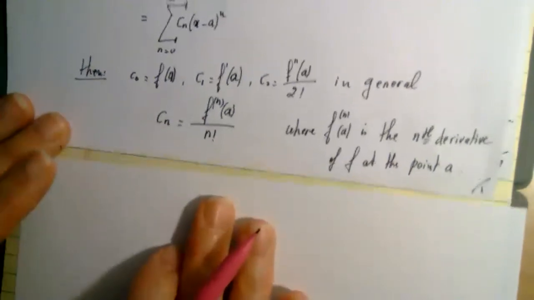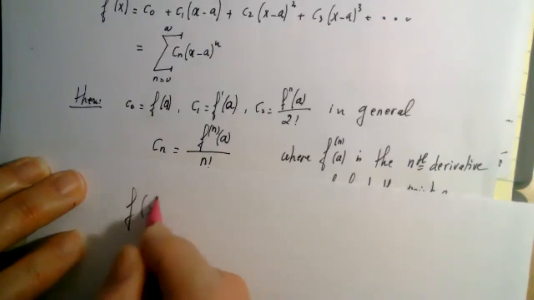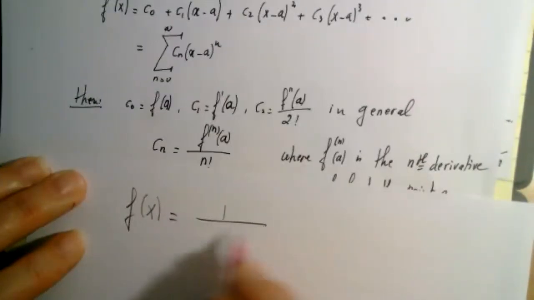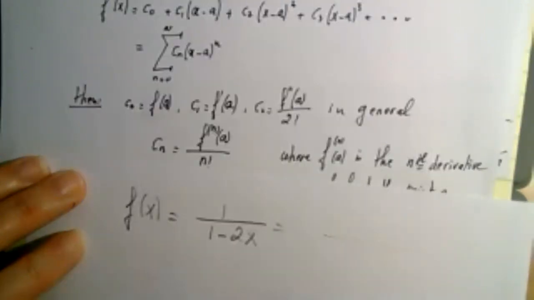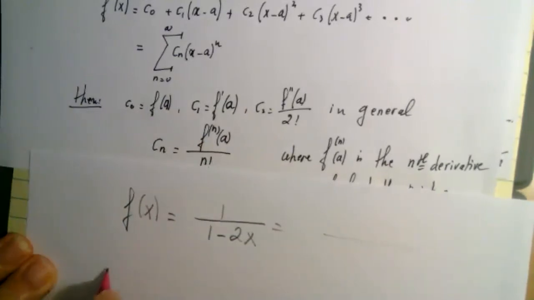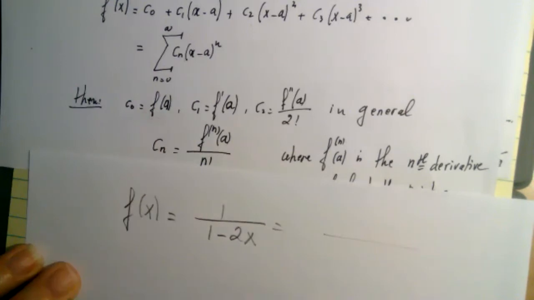What does this formula tell me? So let me apply it for you. I'm going to take my function f to be 1 over 1 minus 2x. I was able to write it, and now I'm going to write it again by using those coefficients. So what is C0 according to this formula? It's the value of the function at a.